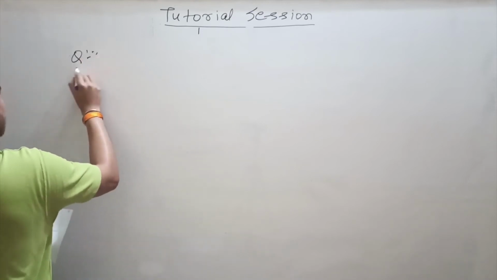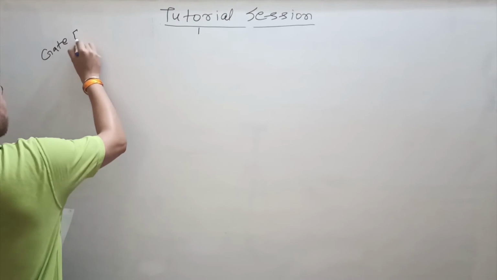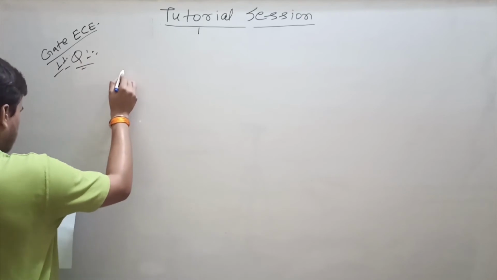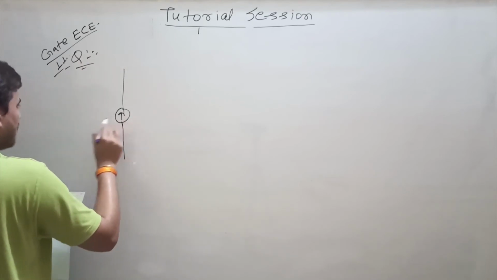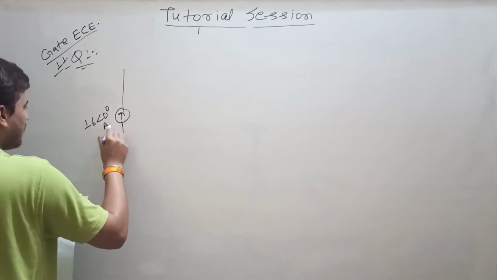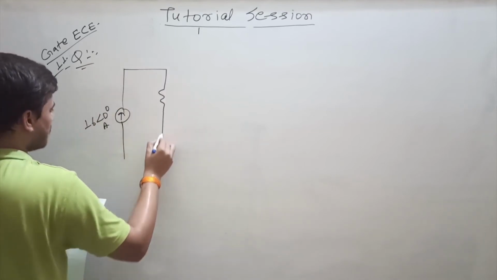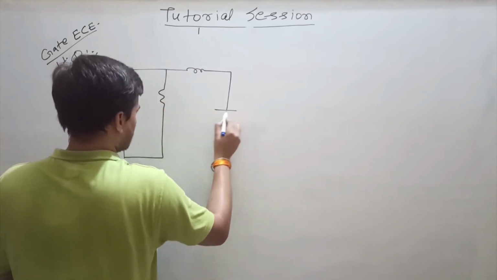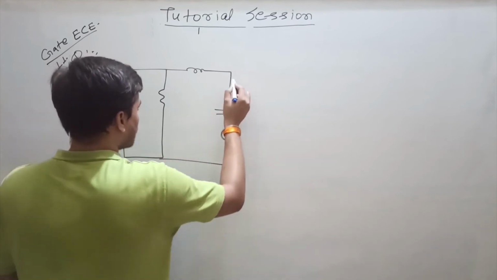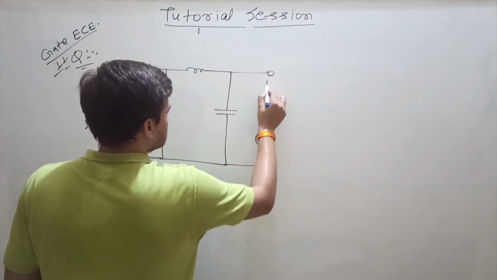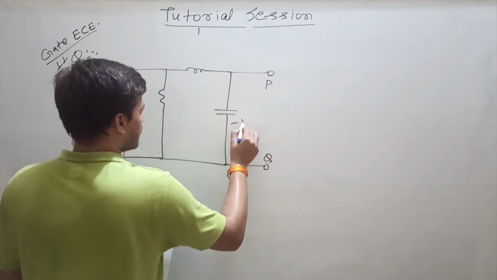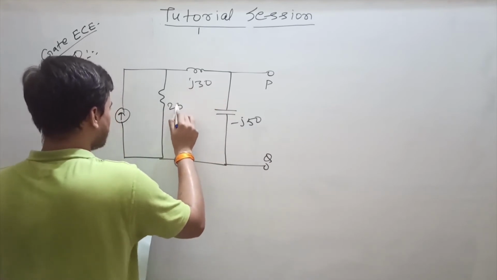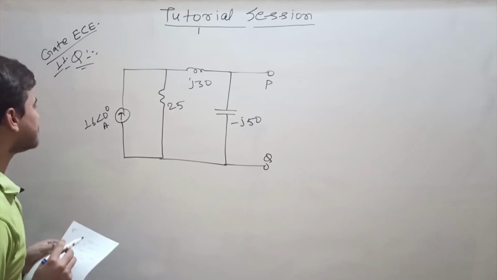See, this question was asked in GATE Electronics Communication Engineering 2011. There is the current source. Its value is 16 at the angle 0 degree ampere. You are having a resistance. This is P, this is Q, this is minus J50, this is J30, this is 25, this is 16 at the angle 0 degree ampere.